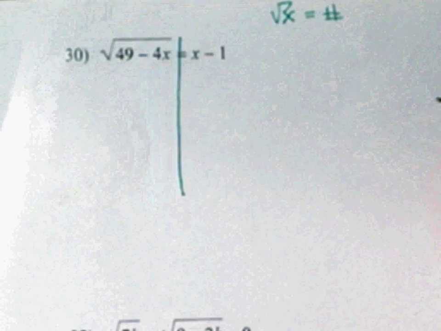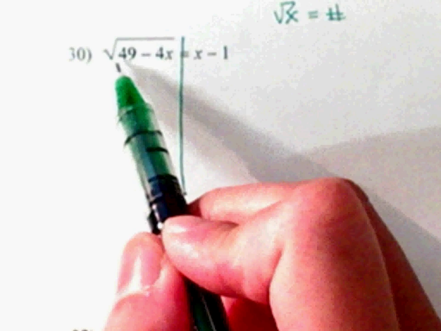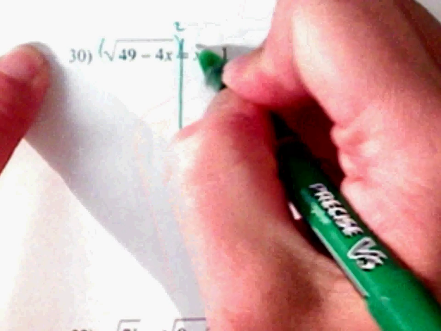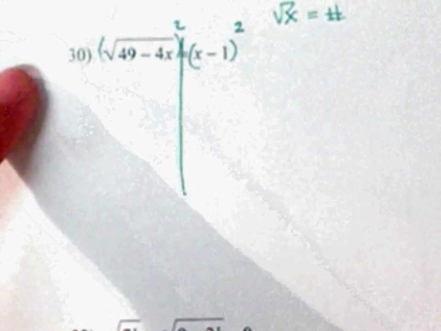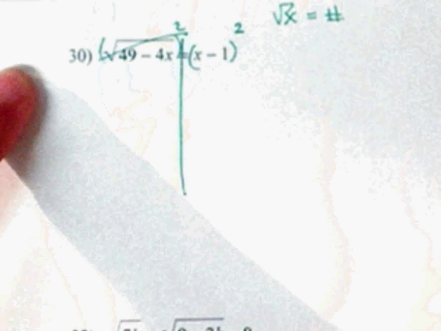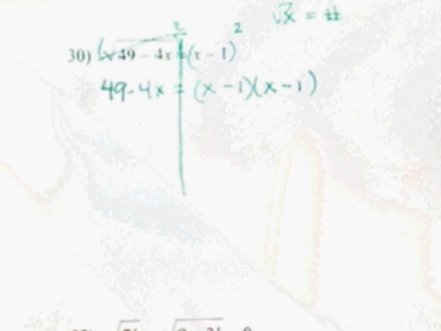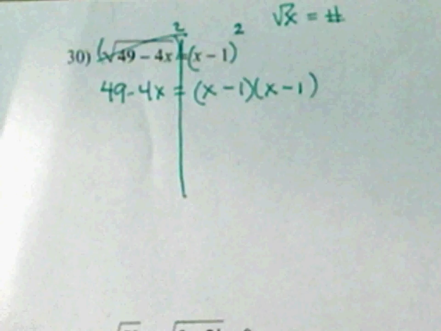Alright. Now, I have a square root over here. I want to get rid of the square root. So how do you get rid of a square root? You square. What you do to one side, you do to the other. So the radical goes away. So now you have 49 minus 4x is equal to x minus 1 times x minus 1. Okay?